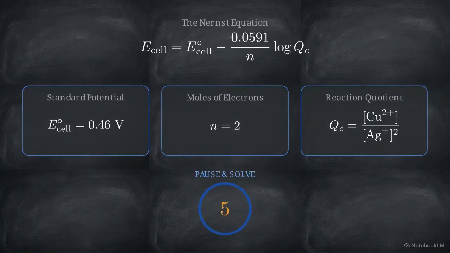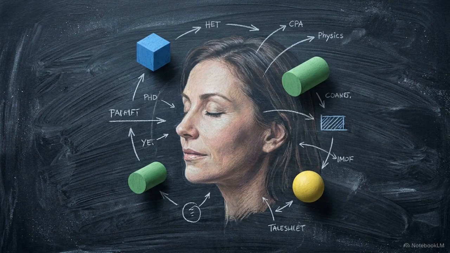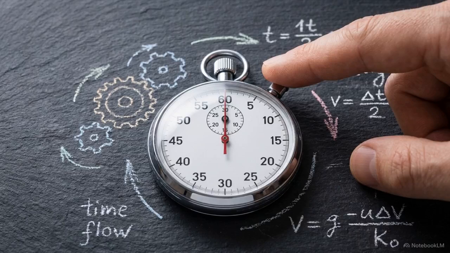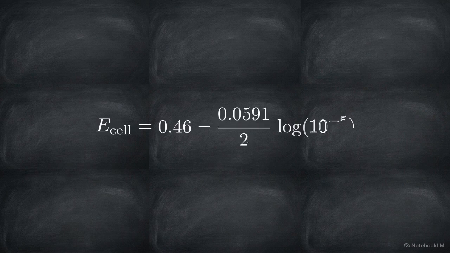Pause the video here, silence your environment, and plug these three values into the Nernst equation yourself. Taking this moment to pause is a demonstration of power. You are choosing to move at your own pace rather than the one dictated by the exam clock. We face the final calculation.